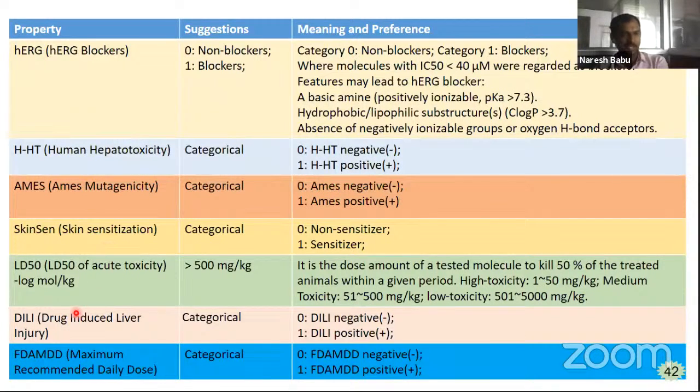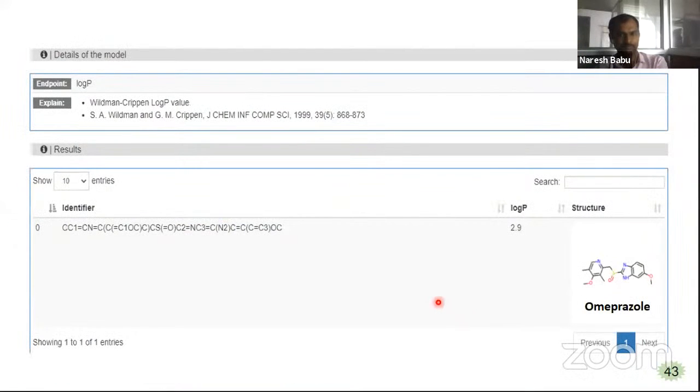Skin sensitization and acute toxicity, that is LD50, should be greater than 500 mg per kg. It is the dose of the tested molecule that kills 50% of the treated animals within a given period. High toxicity is 1 to 50 mg per kg, medium toxicity is 51 to 500, and 501 to 5000 indicates low toxicity. Drug-induced liver injury is also categorized, 0 negative and 1 positive. And maximum recommended daily dose is categorized 0 negative and 1 positive.